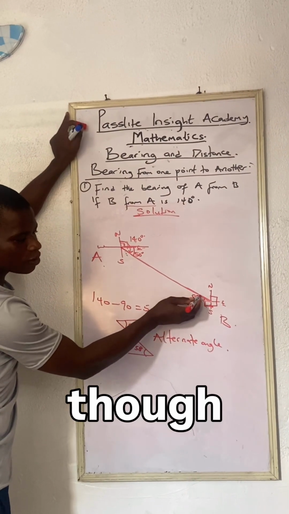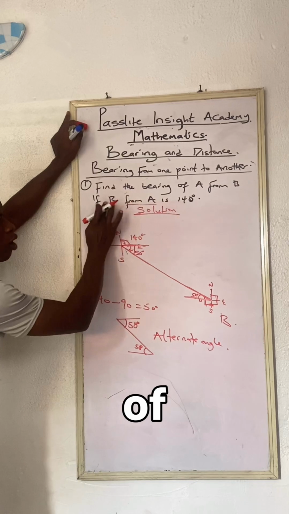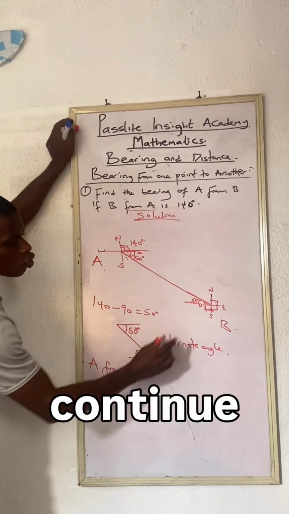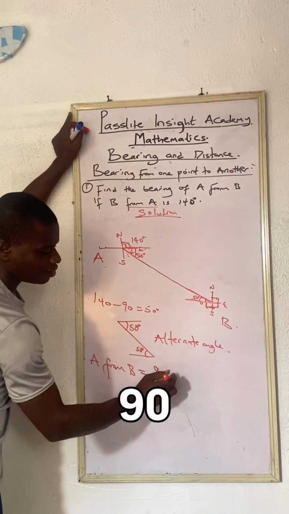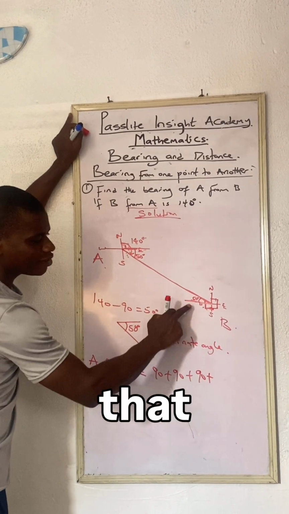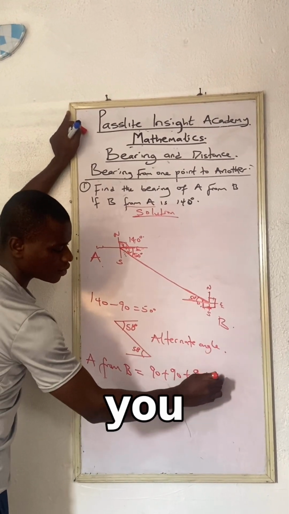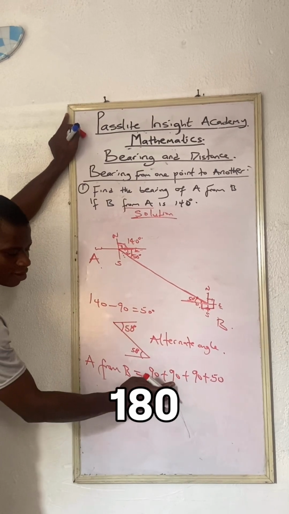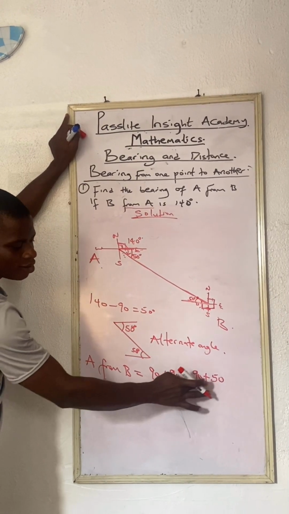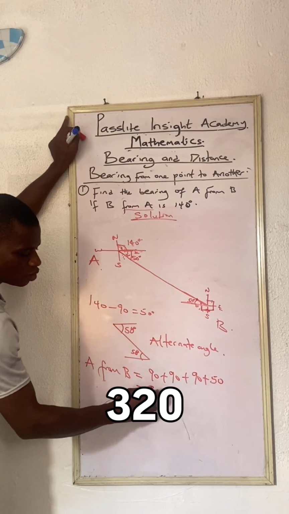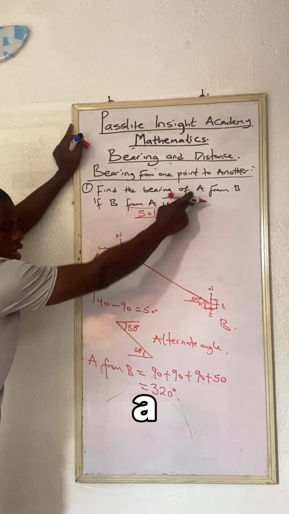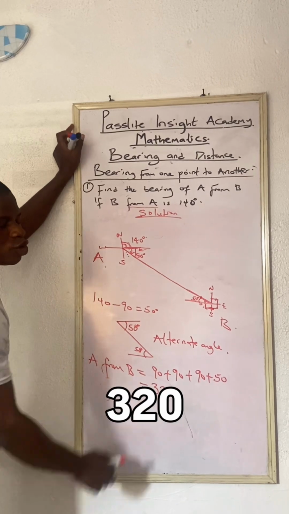Since this point is 50, let's add again. The bearing of A from B is equal to, continue adding, 90 plus 90 plus 90 till you reach that point. What is there? 50, till you reach this particular line. So 90 plus 90 is 180, plus 90 is 270, plus 50 is 320 degrees. So the bearing of A from B is 320 degrees.